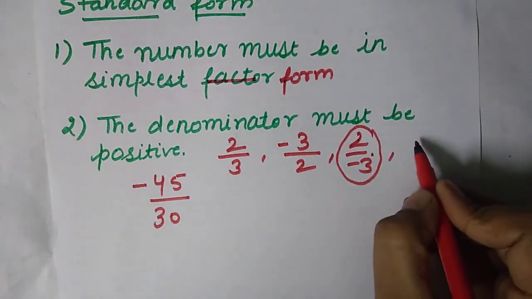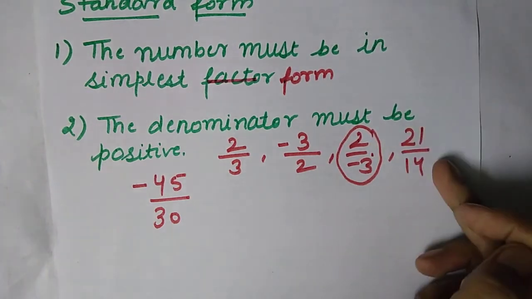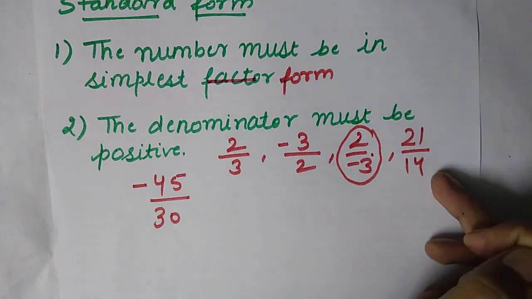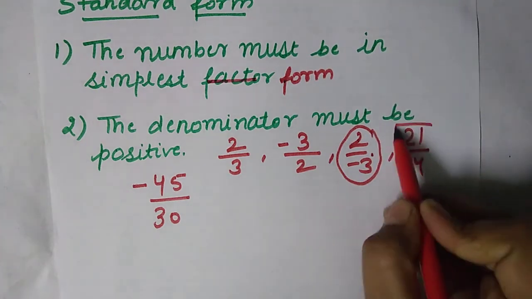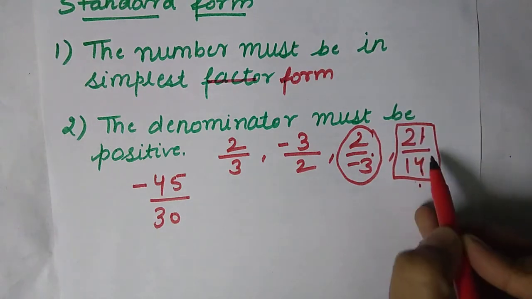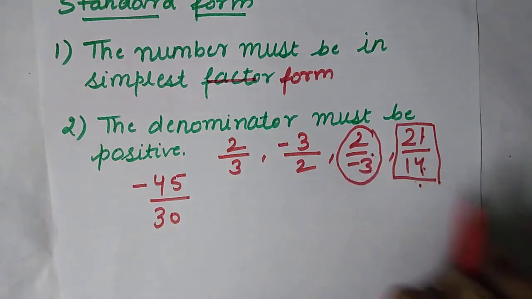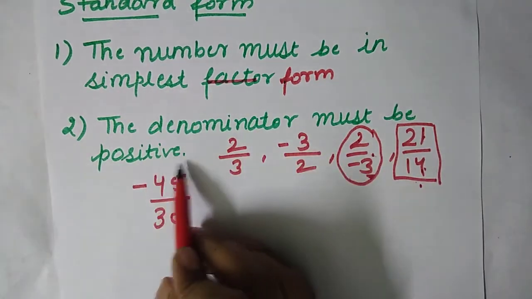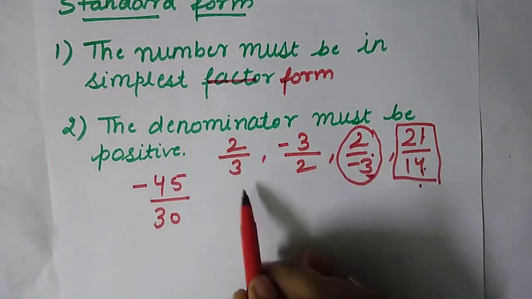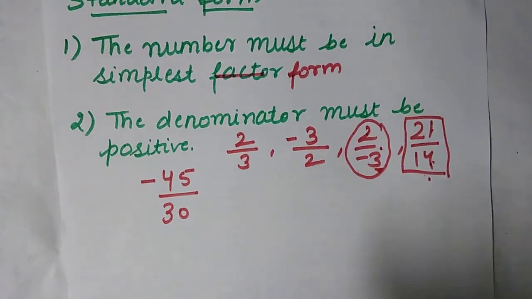If I write 21 over 14, is it the standard form of a rational number? No, this is not a standard form because here the largest common factor is not 1. Or you can say they are not in simplest form. And in the other case, the denominator is negative. For standard form, the denominator must be positive. So these two are not in standard form, but these two are in standard form. Now I will tell you how to reduce a number to standard form.